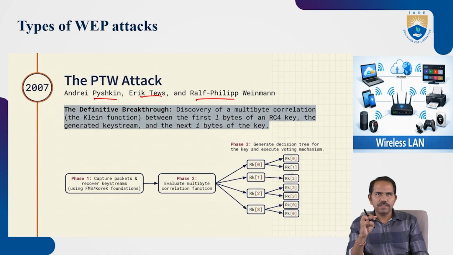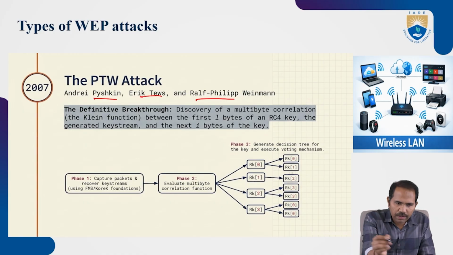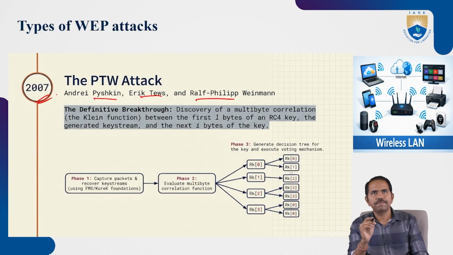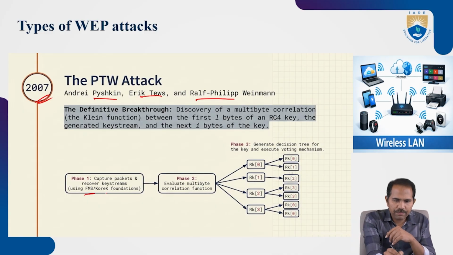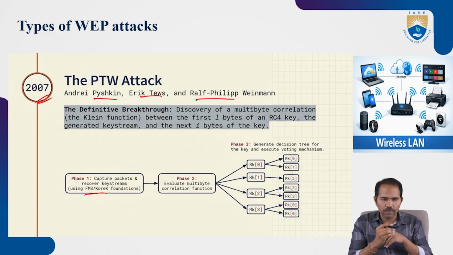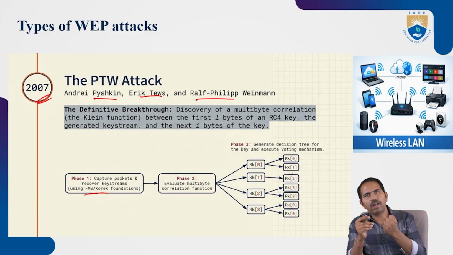This type of attack appeared in 2007. In phase 1, capture packets. The mechanism is to capture packets and recover key streams using the mechanism of FMS or KoreK foundations. Capture packets and recover key streams.